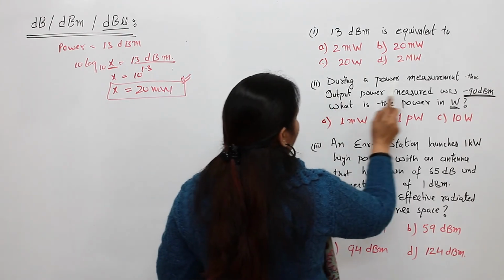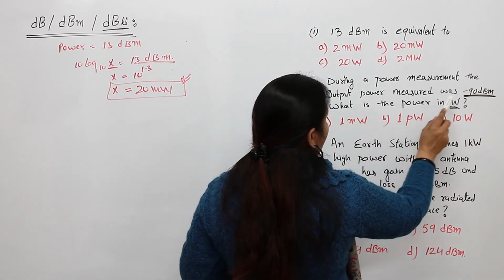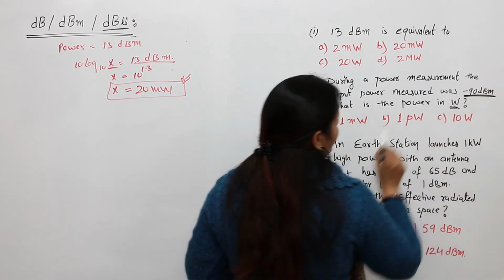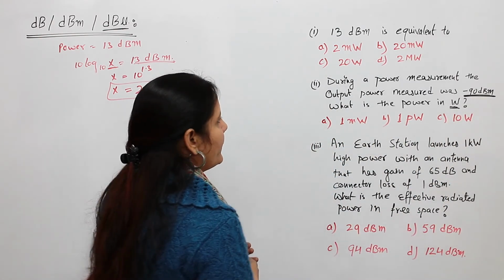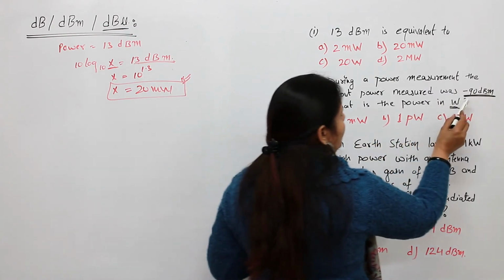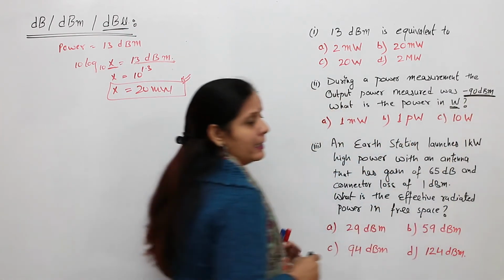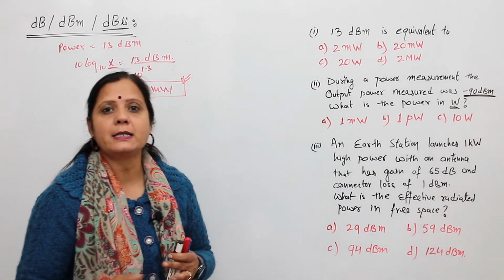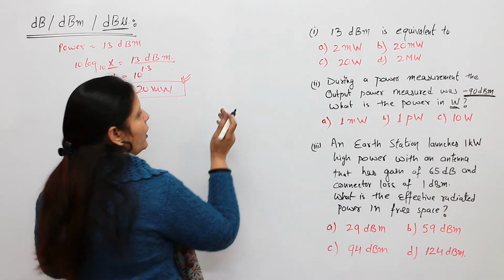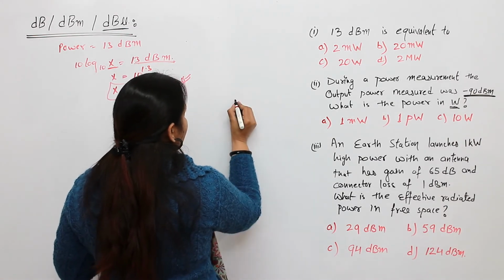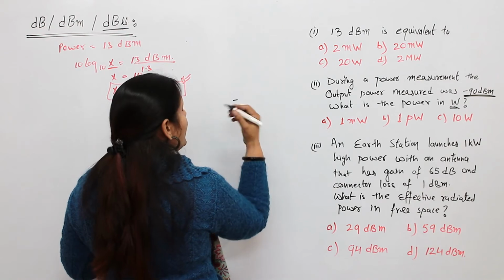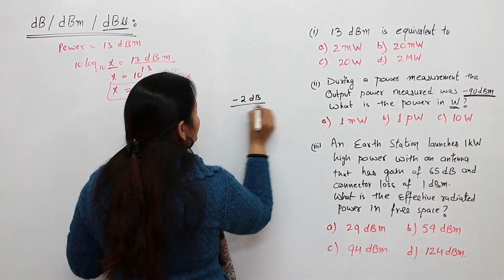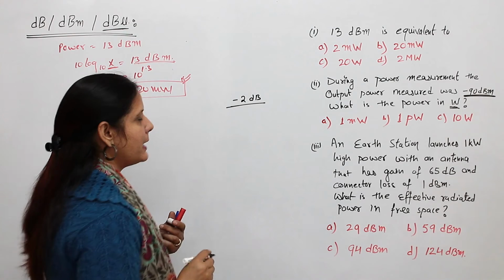It says during a power measurement, the output power measured was minus 90 dBm. What is the power in watt? Students get confused that power is coming with a sign of minus. Is it possible that power is having a minus sign, or power gain is coming with a minus sign? If you are given a parameter that power gain is minus, or your power is minus 2 dB, how is this possible? How can power be with a minus sign?